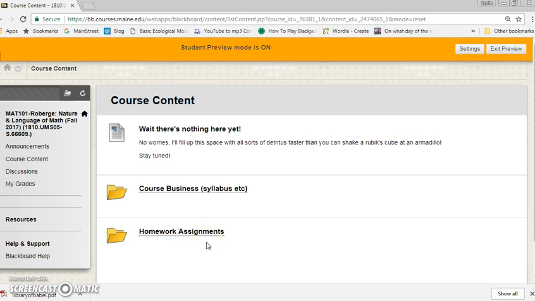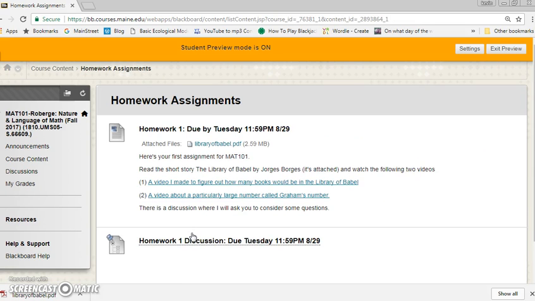Now, homework assignments. Well, that's useful because we have a homework assignment. So the homework assignments, I see, all right, there's an assignment, it's due Tuesday, right before midnight. I need to read a short story. It's attached right here. And there are two videos to watch. One video about the story and one about another large number. There is a discussion where I'll ask you to consider some questions. Oh, cool, where's that? Well, maybe this is it.